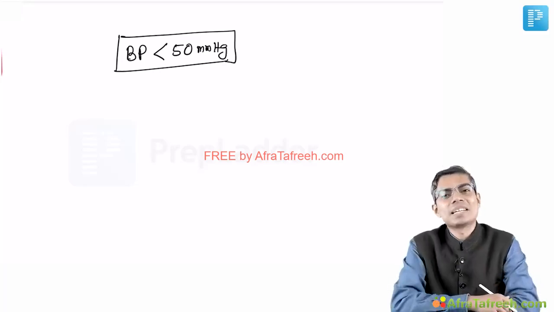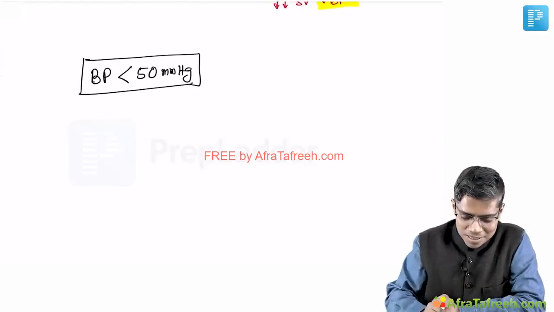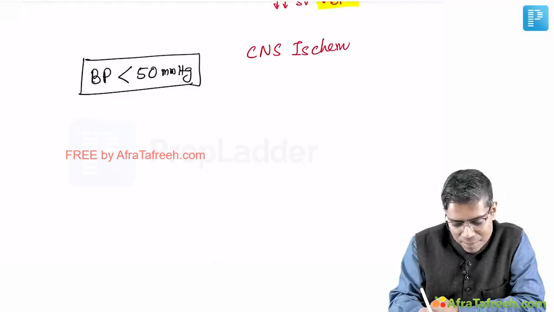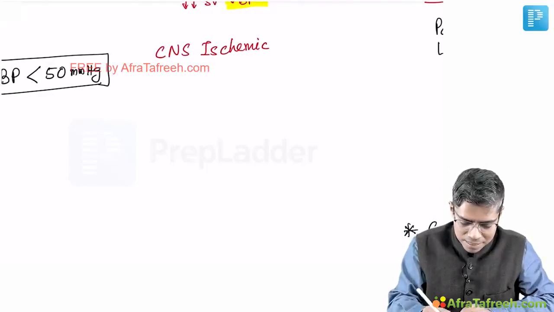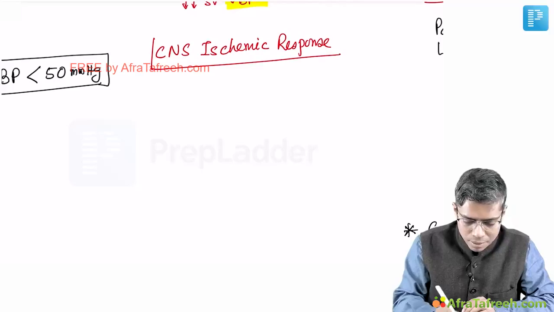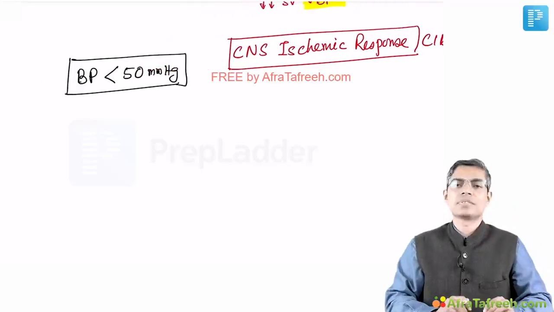Now the third rapidly acting mechanism is the CNS ischemic mechanism. So now we are going to discuss this third mechanism, the CNS ischemic response, or CIR, right?